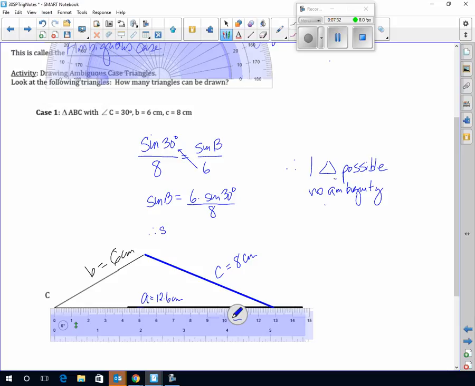Sine B is 3 over 8. We're just going to leave it like that. I want the ratio because the ratio is what's going to actually tell me things. Okay, so we're just going to leave this and we're going to go to the next case.